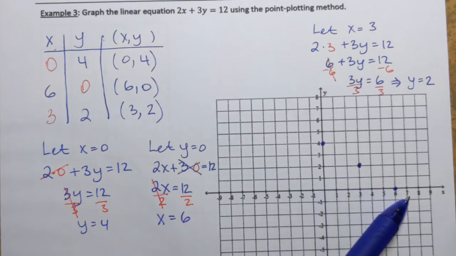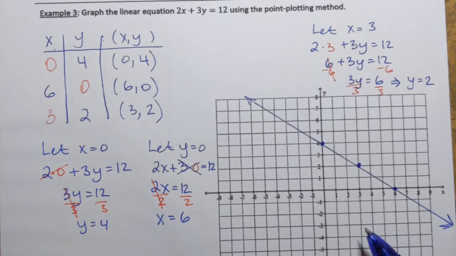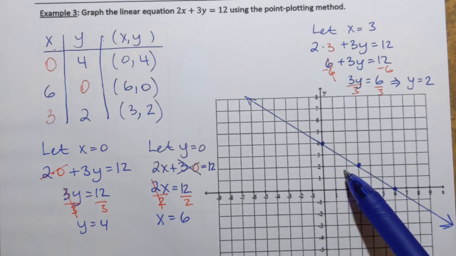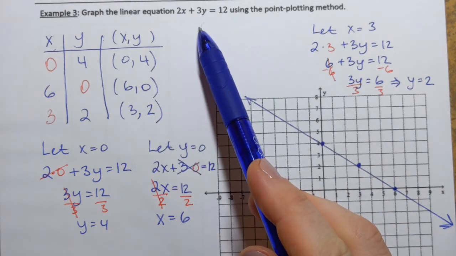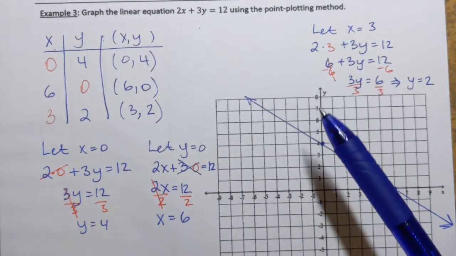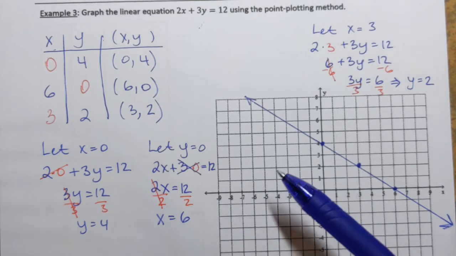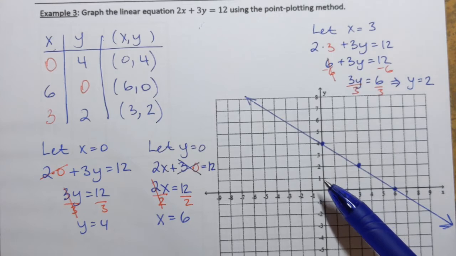Now I'm going to connect those 3 points with a straight line. Okay, so that's what I got. And that's going to be the graph of the given equation. Now, what we looked at is the point plotting method, and we showed all steps. However, there is more to this example, and this is what I would like to point out.